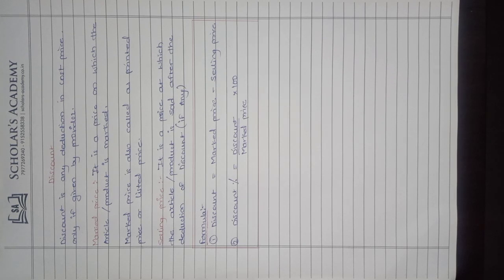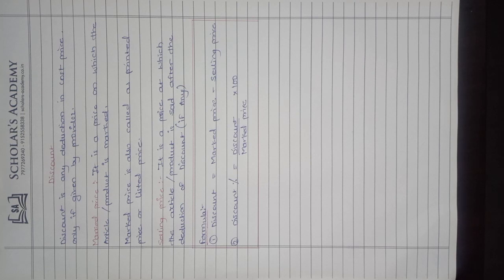One more topic we have in this GST chapter is discount. Discount is any deduction in the cost price, only if given by a provider. To understand this discount concept, we have to understand some terms, that is mark price, selling price, discount, discount percent, etc. Let us understand what mark price is. Mark price is the price on which the article or product is marked. Mark price is sometimes also called printed price or listed price.